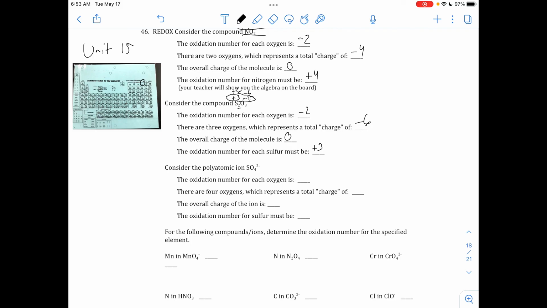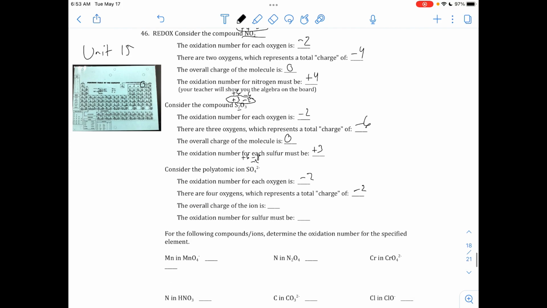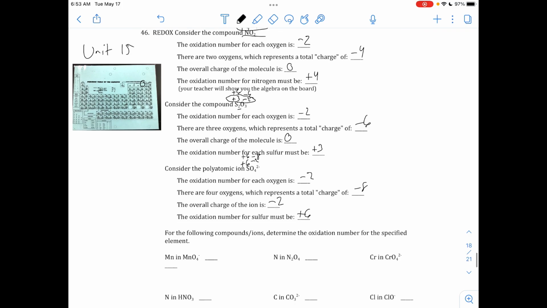Okay, polyatomic, so sulfate. Again, oxygen is -2. There's 4 of them, so -8. Now this one is a little tricky, because it has to equal -2, not 0. So we got to think in our head, how do we get -2 from -8? Well, if I add 6, it's going to turn out to be -2. So sulfur, there's only 1 sulfur, so sulfur has to be +6. Oops, and I messed up. This should be total charge of -8.